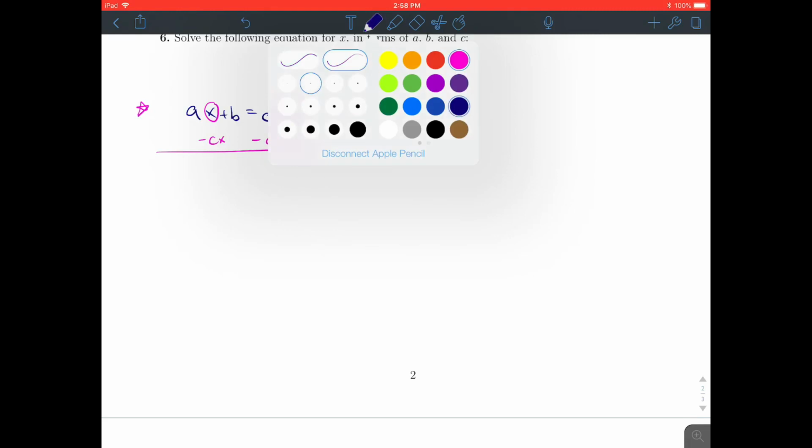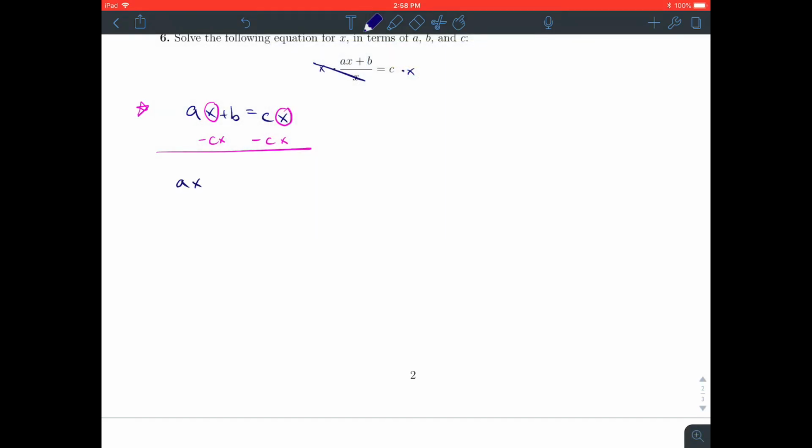Minus cx from both sides. That gives us ax minus cx plus b. None of those can be combined because none of them are like terms. Equals cx minus cx is 0. Now I'd like to use greatest common factor, but the key word here is common. If I want to factor out the x, all of the terms over here need to have that x in common, and the b does not. So we need to move the b to the other side of the equation, so we're left with just x terms.